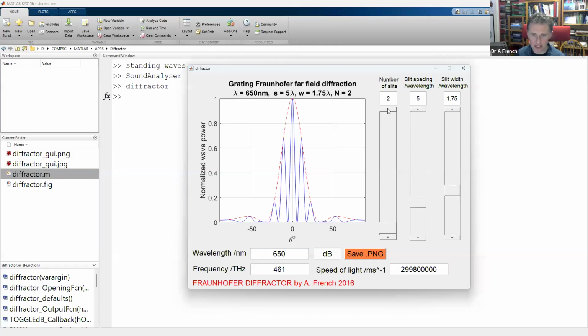And the number of slits will sharpen up your pattern. So if we go from a double slit to a grating, we sharpen those peaks up. Your diffraction grating isn't a diffuse set of peaks. They're really well defined, which is like this. So there we go.